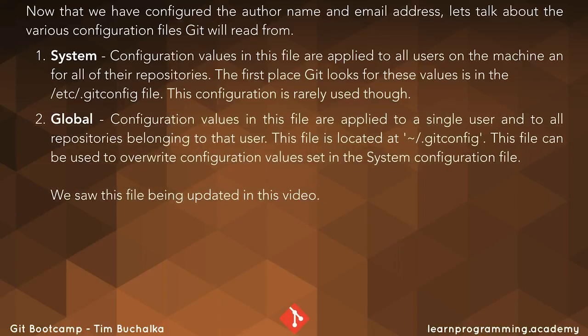So the second method is the global configuration file. So configuration values in this file are applied to a single user and to all repositories belonging to that user. Now this file is located at ~/.gitconfig, and this file can be used to overwrite configuration values set in the system configuration file. And we saw this file being updated earlier in this video.